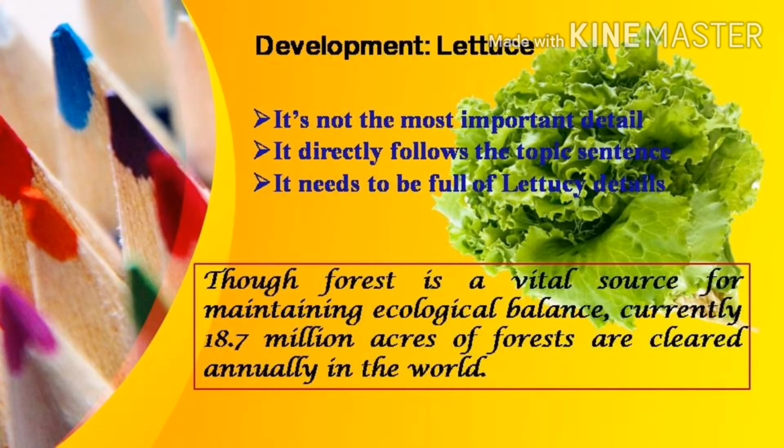Lettuce is compared to the additional information or development of a paragraph. It actually enriches the topic sentence with a few more details. It is not the most important detail. It directly follows the topic sentence, and it needs to be full of literary items. Here is the example of a good development of a paragraph. The forest is a vital source for maintaining ecological balance. Currently, 18.7 million acres of forests are cleared annually in the world.